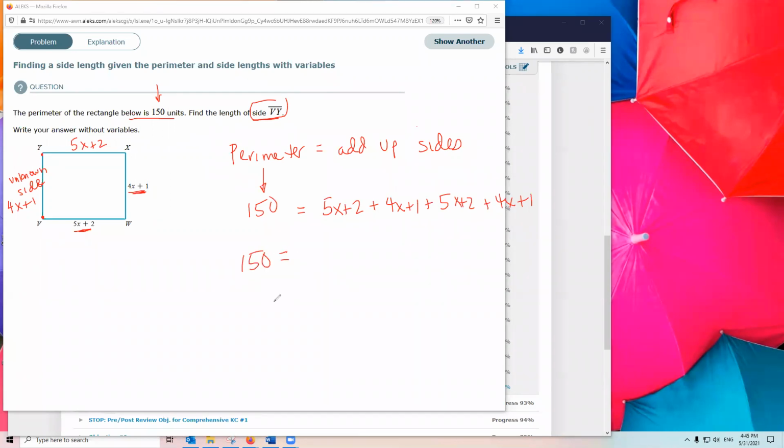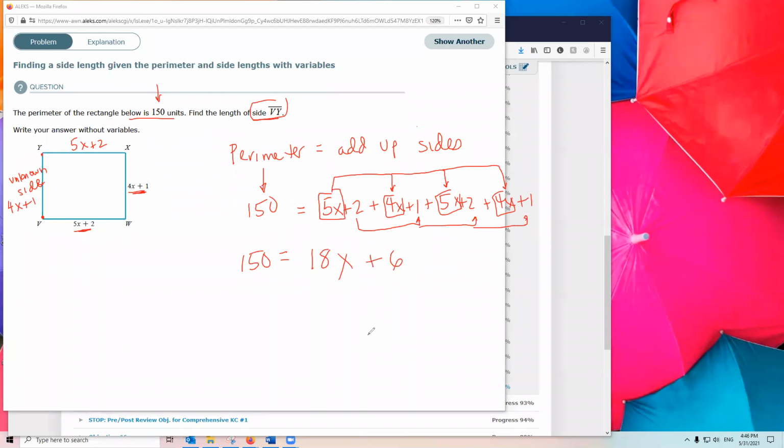All right, let me combine like terms. I have a 5x and a 4x, that's 9x, plus another 5x, that's 14x, plus another 4x, altogether that's 18x. So when I add the like terms for the x's, it turns out to be 18x. All right, let me add up the numbers. 2 plus 1 is 3, plus another 2 is 5, plus another 1 is 6.